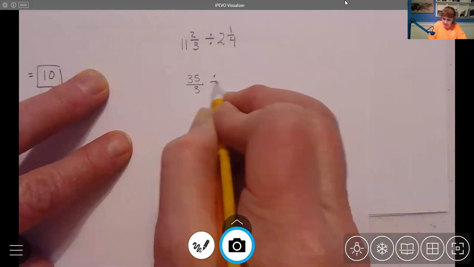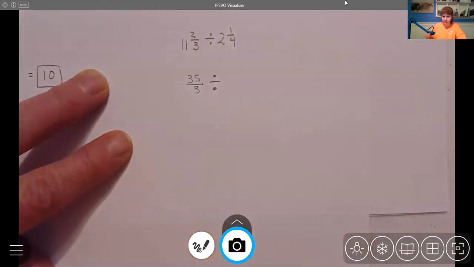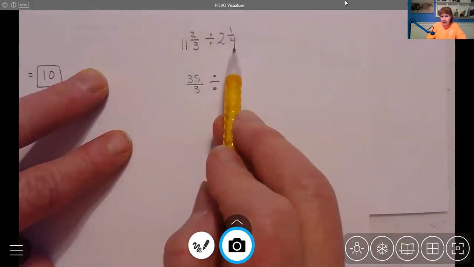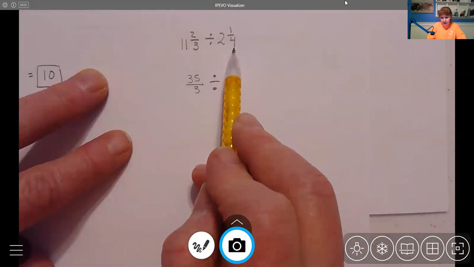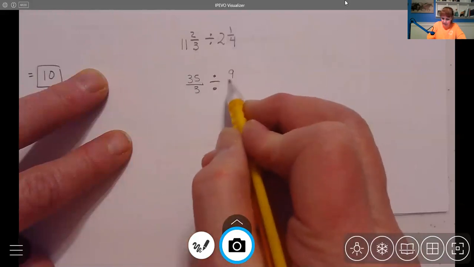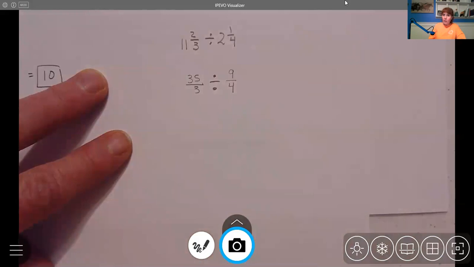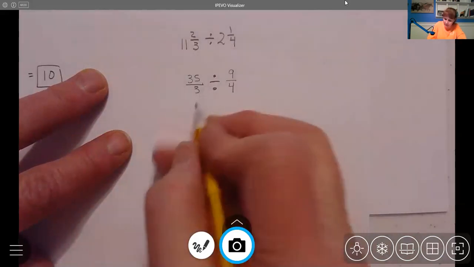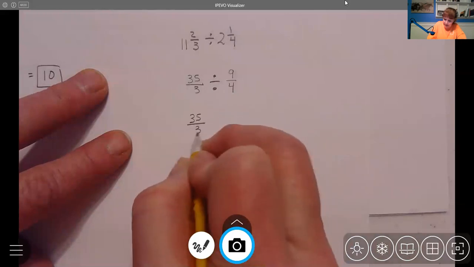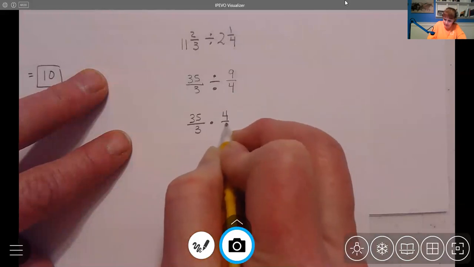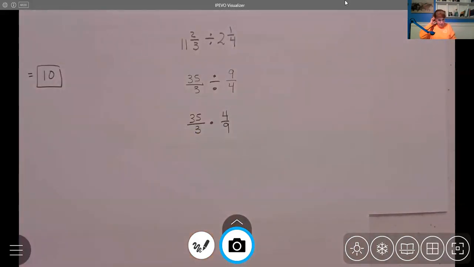Divided by, get lots of practice making a mixed number into a fraction notation and then the other way around. So we take 2 times 4, which is 8, plus 1 is 9 over 4. Once you've done that, do not reduce until after you've done the copy dot flip. So 35/3 times 4 over 9. Now, once you've done the copy dot flip, you need to see, can I reduce?